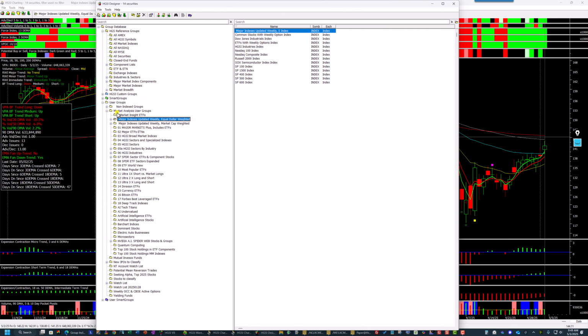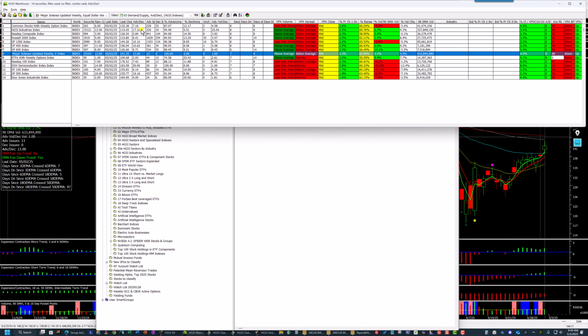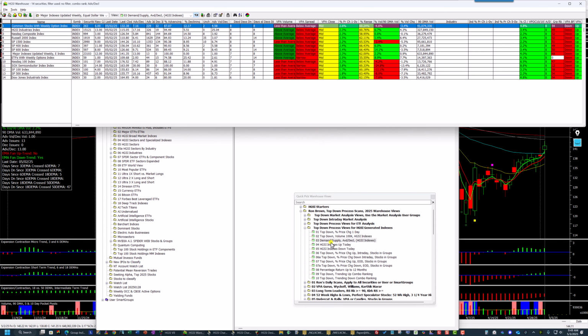Now, I'm going to click up here on the designer, and I'm working with this folder right here under my market analysis user groups. These are equal dollar weighted indexes, and these are the ones that I primarily look at. So I'm going to flip through to the warehouse views, and where I currently am, I'm in top-down process views for HGSI generated indexes, and I'm currently looking at demand supply, and you can see what the market did yesterday, the percent advancing and declining in all of these indexes.